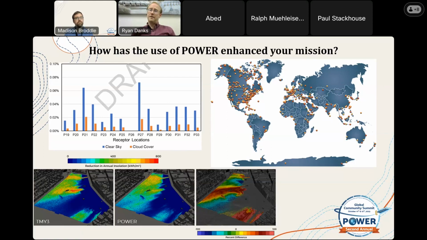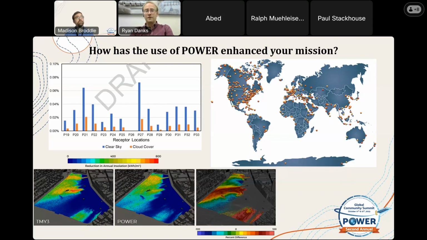The other thing that POWER lets us do is be consistent. We work across the planet, and we need to be able to get data pretty much anywhere on Earth. Having this global data set with consistent quality brings value to our clients to help provide the same level of service across the world.